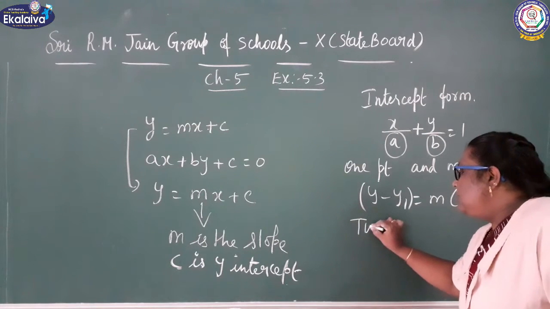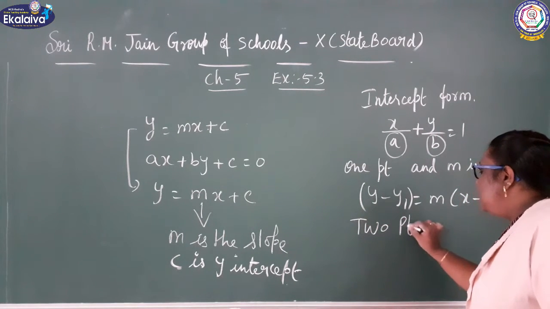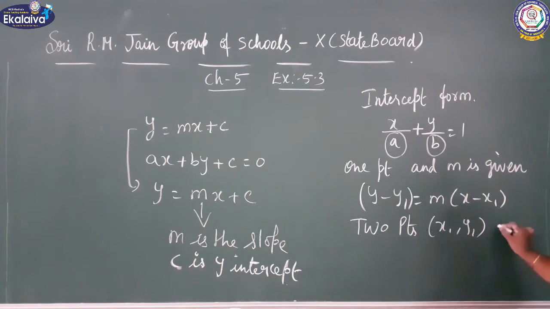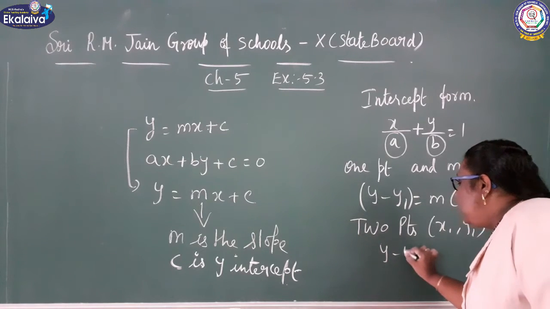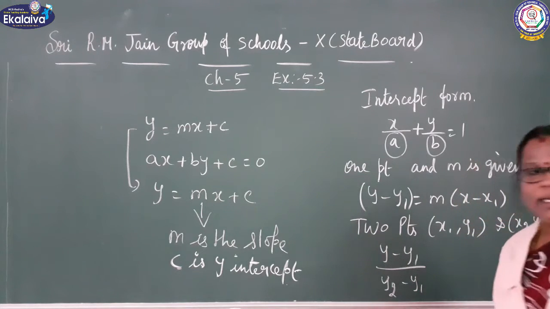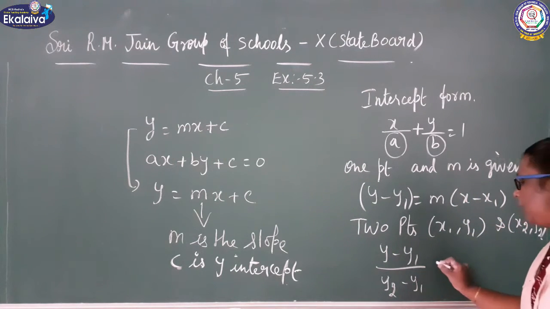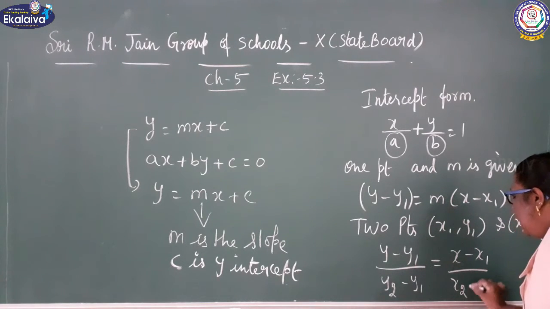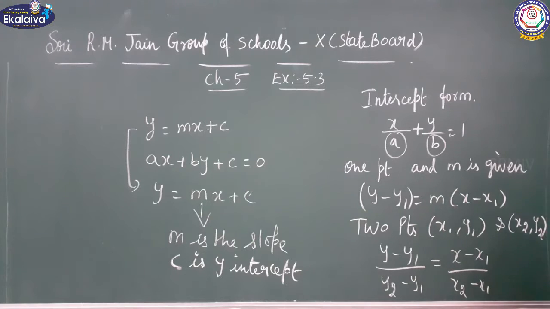When 2 points are given, that is x1 comma y1 and x2 comma y2, what is the equation of the line? Y minus y1 by y2 minus y1 equal to x minus x1 by x2 minus x1.